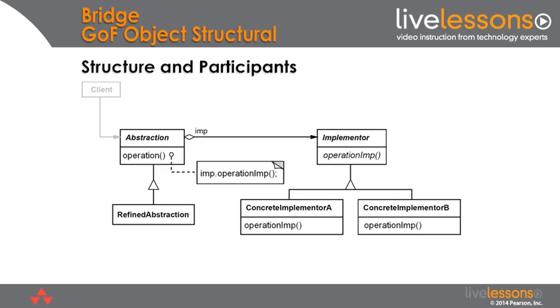One of the key roles you have is something called the abstraction. This is the interface that's used by the client. In our case, we're going to represent this via the expression tree class we just looked at, and it'll define a set of operations that are exposed to the application.